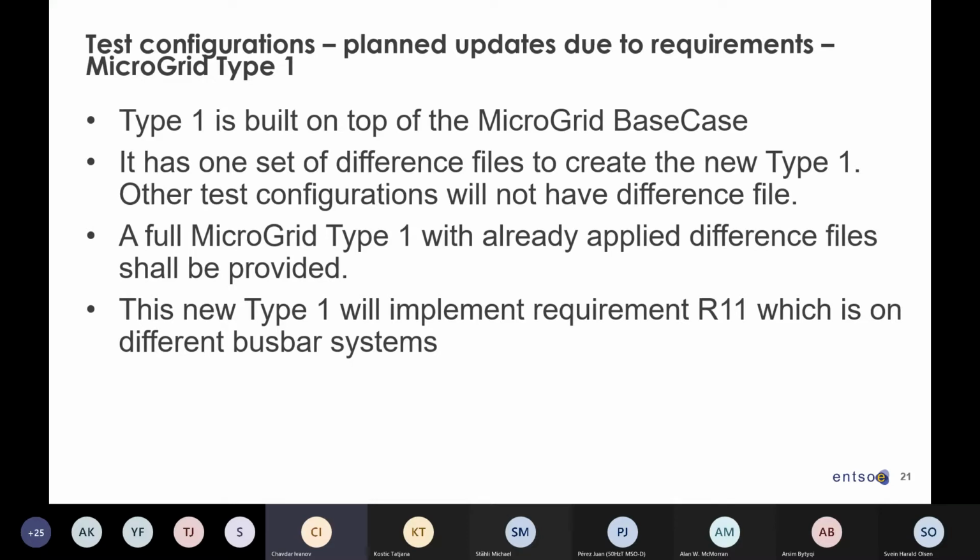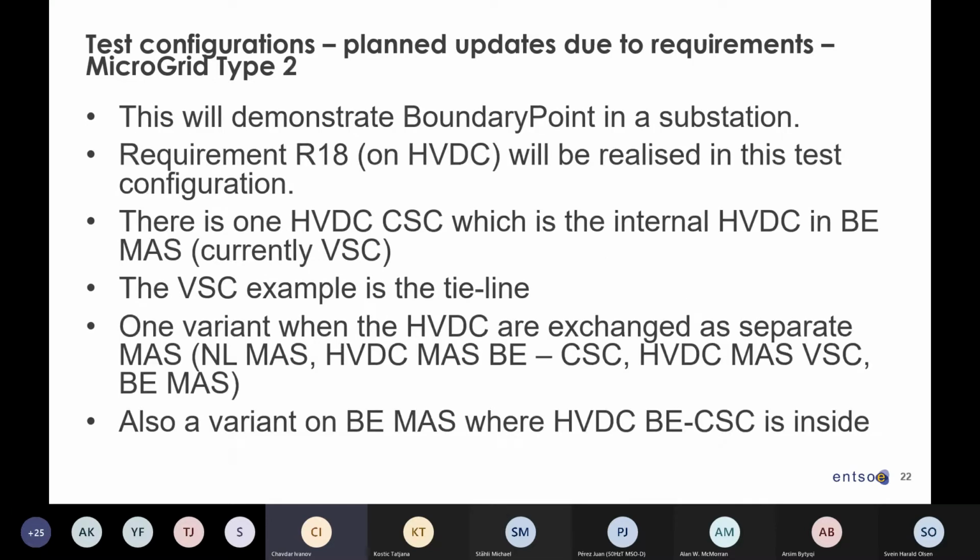And of course, we also have the full microgrid type 1. So requirement R11 with the different bus bars will also be put here. So this is the single bus bar, the double bus bar and the ring bus. Some other lines or buses may need to be added if we don't have enough substations in the microgrid. I think we have 2 or 3 now, so it should be possible to do it. Then we can move to type 2, I think, on the next slide.